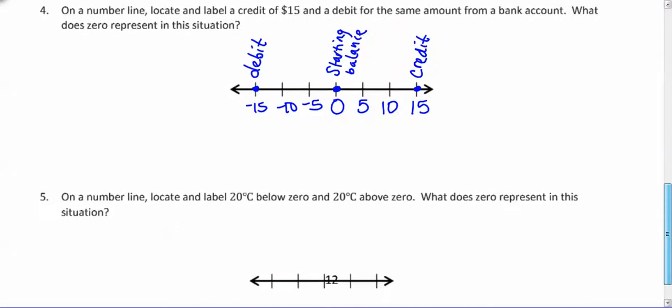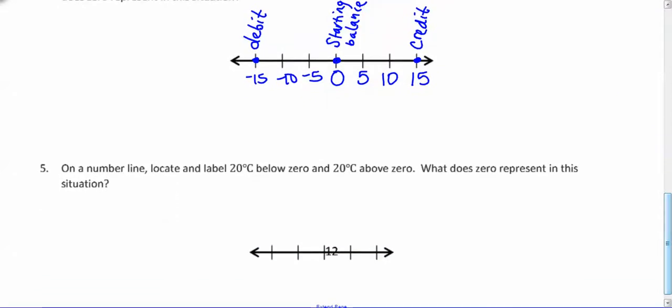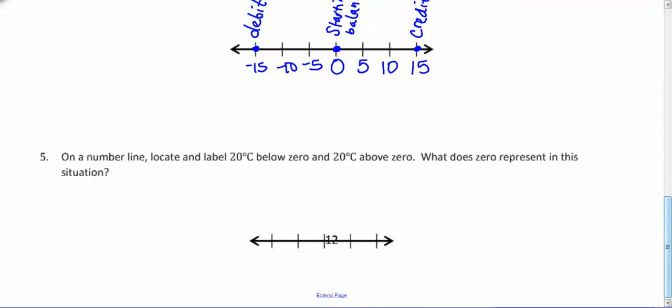racked up there. All right, so on a number line, locate and label 20 degrees Celsius below 0 and 20 degrees Celsius above 0. What does 0 represent in this situation? So again, we want 20 below and 20 above, and what does 0 represent? Don't mind this 12 that kind of got magically placed in the middle of my number line. It's not on yours like that, hopefully, so just ignore that. So let's say 0 is right here. That is what we call the freezing point of water in degrees Celsius.